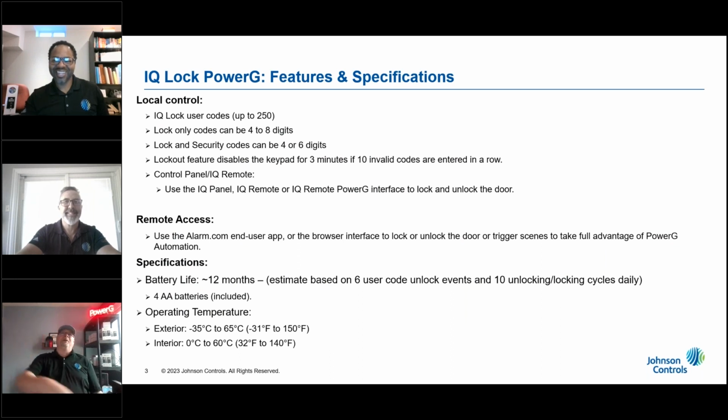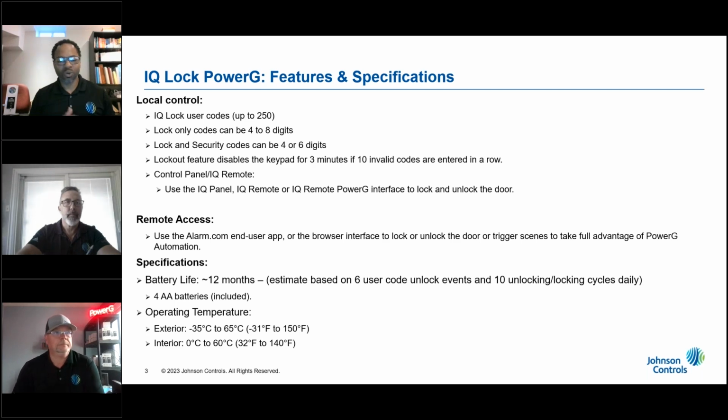Anyway, Steve, why don't you tell us about some of the Power G features and specs of IQ Lock Power G? So one of the specs that's phenomenal is 250 user codes. I'm not too sure how many household members require it, but 250 codes is fantastic. Lock only codes are 4 to 8 digits. If you're locking security, it's 4 to 6 digits long.